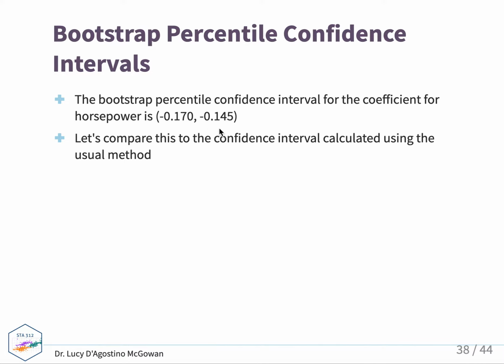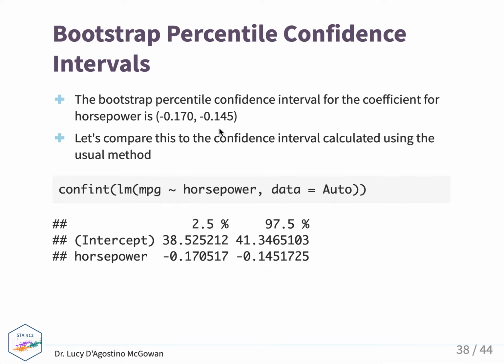We could compare that to a confidence interval calculated using the traditional method that we learned last class. If we were just using the conf_int function on that linear model using just our observed data, we end up with a confidence interval from negative 0.1705, so slightly different than this 0.170, to negative 0.1451, so pretty close to this.